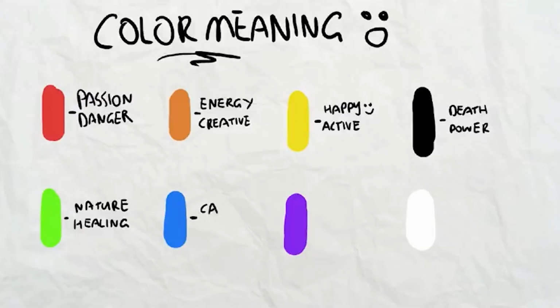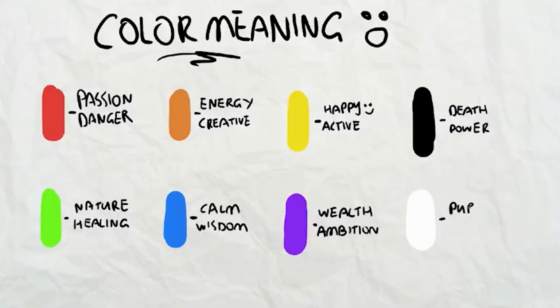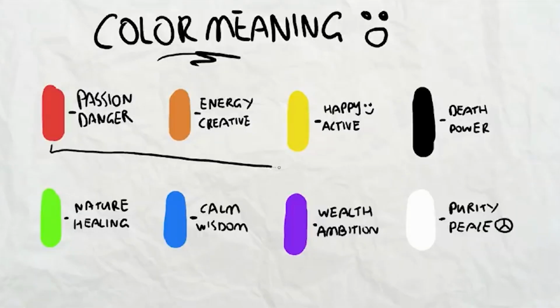Blue is also a calming color. You see a lot of hospitals painted blue for this reason. It's also associated with wisdom. Purple is often associated with wealth. Actually, the reason for this is because the color purple, the actual dye, was a lot harder to create and make a few hundred years ago. So it was often only worn by kings and queens and royals. So that's why it's associated with that. And white is obviously known as purity and peace. Basically the opposite of black.